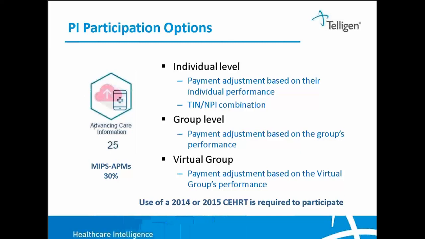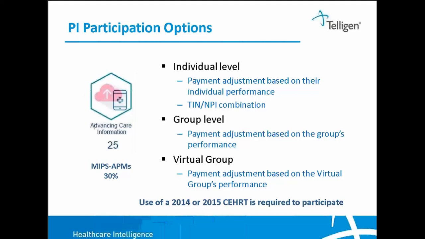Now, a virtual group can be made up of solo practitioners and groups of 10 or fewer eligible clinicians who come together virtually. So it doesn't matter where they're located or what their specialty is. They just come together virtually to participate in MIPS, and that's for a performance year. Now, for 2018, you had to apply for this before December 31st, 2017 and get approved. So if you're not in a virtual group now and you're thinking you might want to be for 2019, now is the time to start doing your homework and getting that application going.